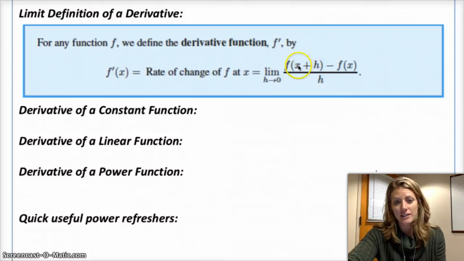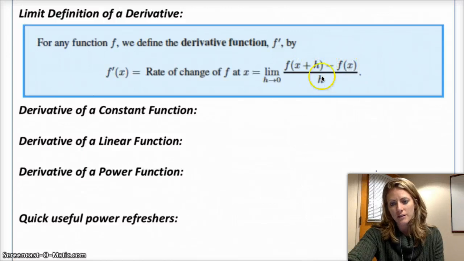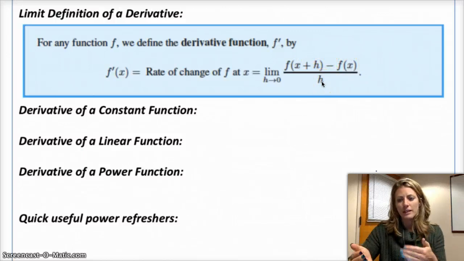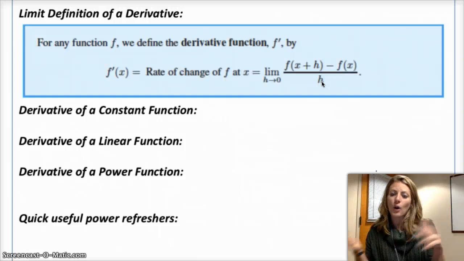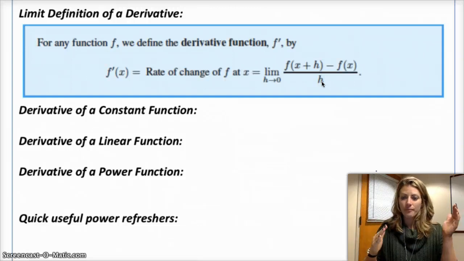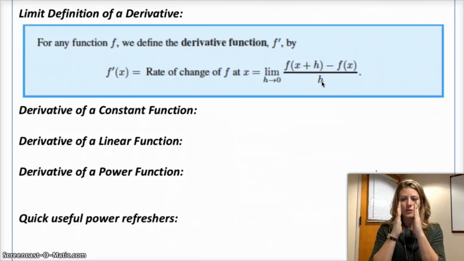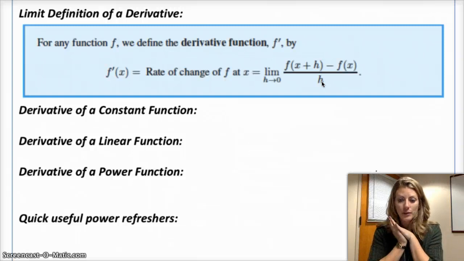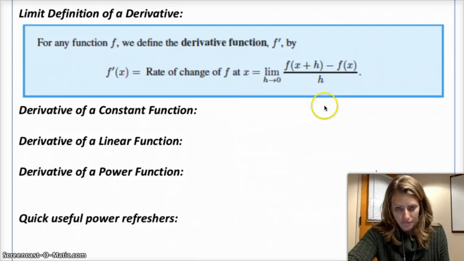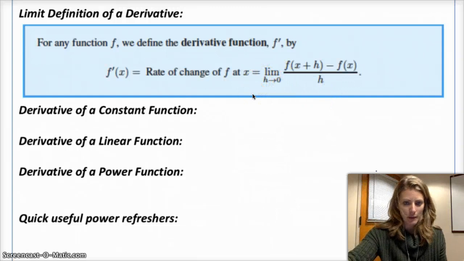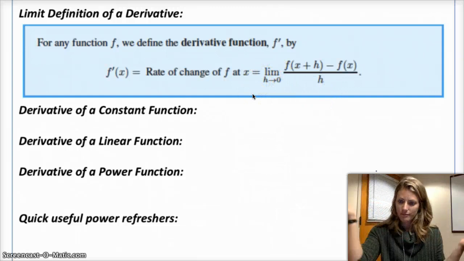Remember, the idea here is this is like y2 minus y1 divided by x2 minus x1. It's just the average slope over a distance of h on the x-axis, but we're making that value of h smaller and smaller and smaller, making it really, really close to 0, which is where we get the derivative function.